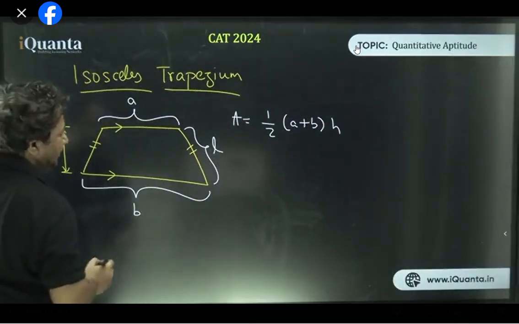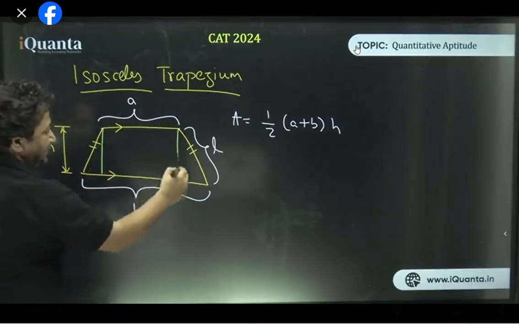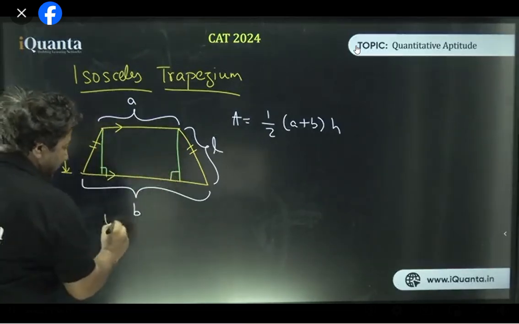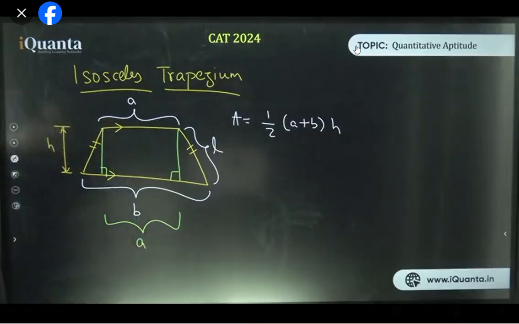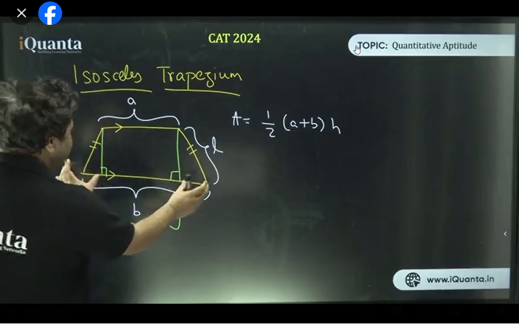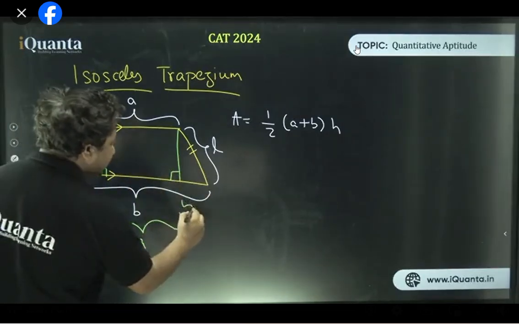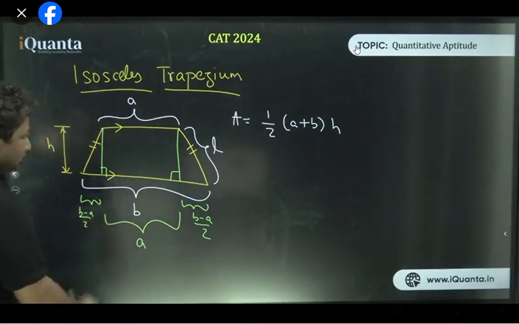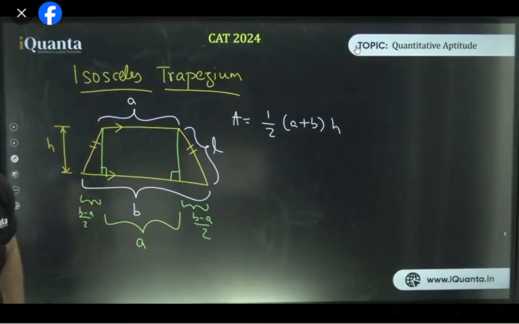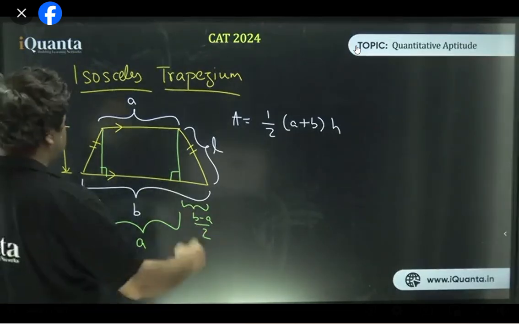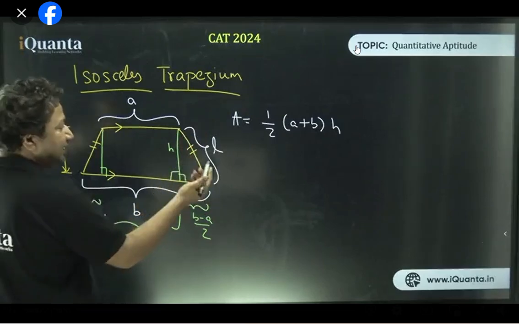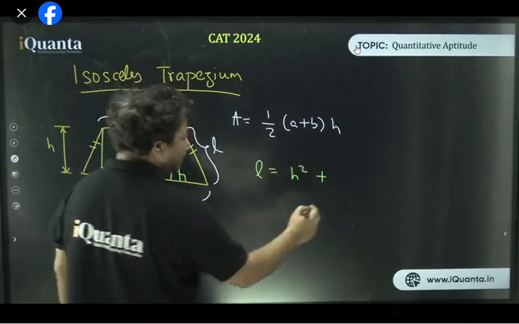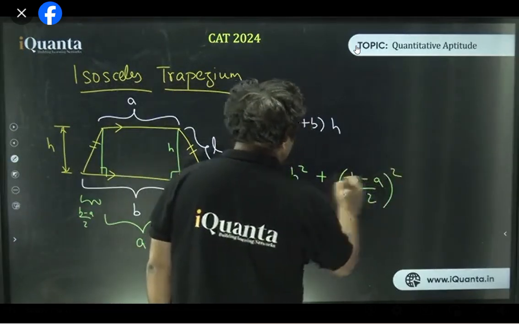Let's work it out. Tell me something. If I drop two perpendiculars like this, then this will be a, yes or no? Yes, Pythagoras theorem, exactly. This will be a, and the two remaining parts are basically b minus a. So can I say this is (b minus a) upon 2, and this one is also (b minus a) upon 2? Understood? And this thing is h already. So applying Pythagoras theorem here, we can calculate the value of L. It will be the square root of h square plus square of (b minus a) by 2.